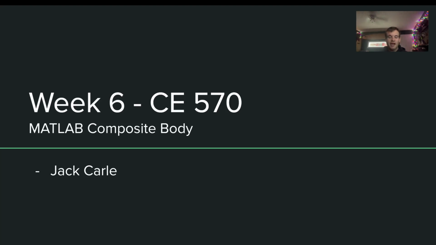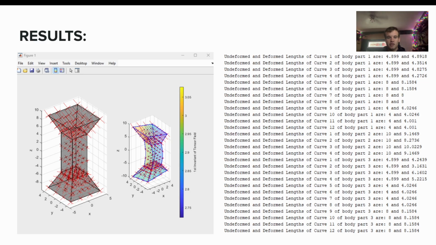Hi, my name is Jack, and this is my Week 6 composite body project dealing with deformation maps and deform length. So I like to start with my results just to show what we're working towards in the geometry we're dealing with. This is my defined geometry. I've used it in a couple previous weeks. That bottom shape and that top shape are called a frustrum, and then the middle is just a rectangular rod.